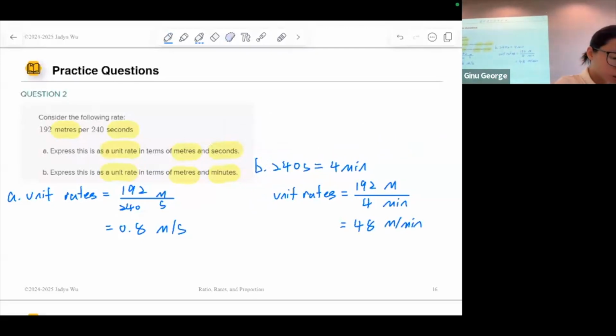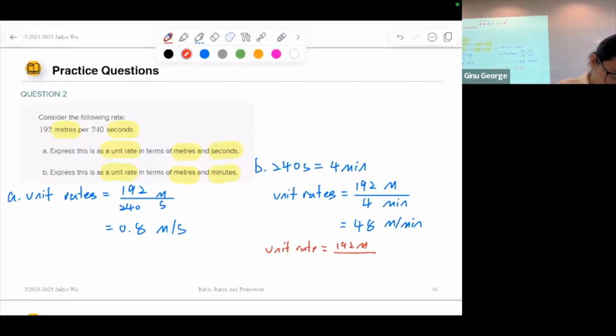And also there's another way to think about it. I will try another approach. We can also say the unit rate will equal 192 meters per 240 seconds. We still want to say the same thing because it is always the same ratio. And then we want to change the seconds to minutes here. We want to change the notation of the units in the denominator into minutes. So how do we need to change it? We cannot just directly divide it by minutes. What we can do is multiply by a factor with seconds in it here to cancel out the seconds notation.